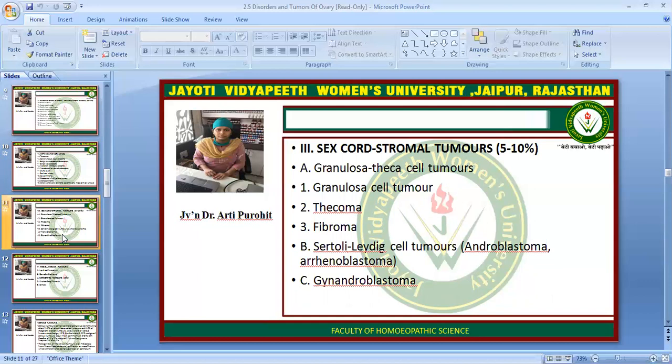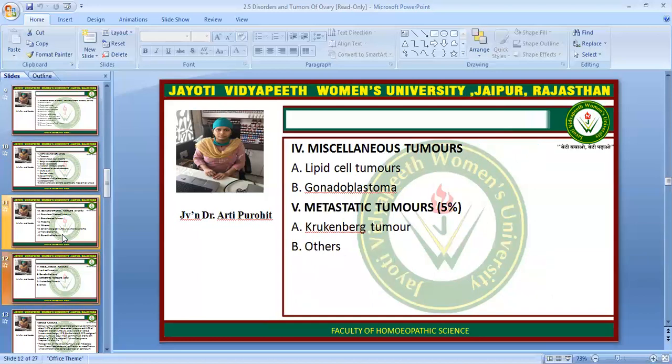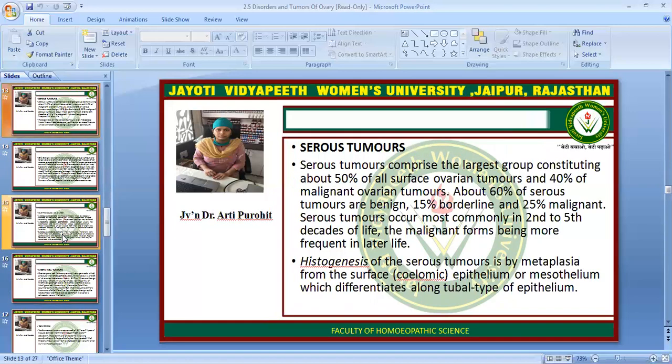fibroma, Sertoli-Leydig cell carcinoma, androblastoma, and gynandroblastoma. Miscellaneous tumors: lipid cell tumor, gonadoblastoma, Krukenberg's tumors, which is very important, and metastatic tumor. This is 5%, but it is very important, and others are also there. So, one by one, we will discuss them, starting with serous tumors.